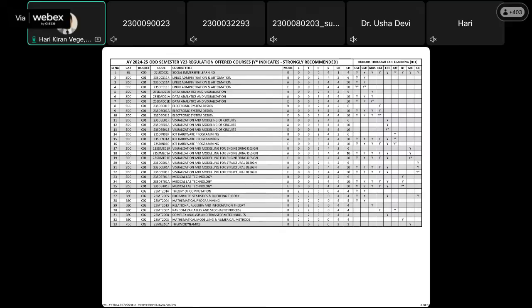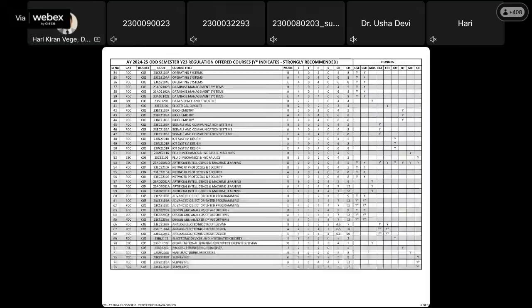So the third column is called the course bucket. The fourth column is the course code. The fifth column is the course title, the mode in which a course is being offered, the LTPS structure of the course, the credits, the contact hours, and the recommendations for each of your major flexibilities, right?